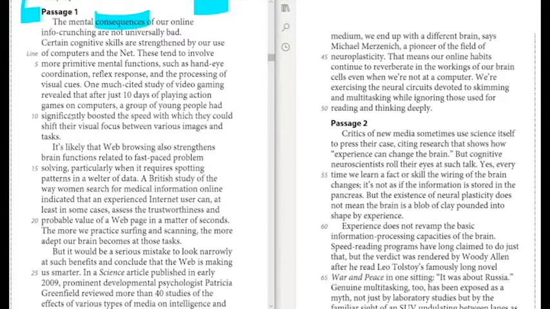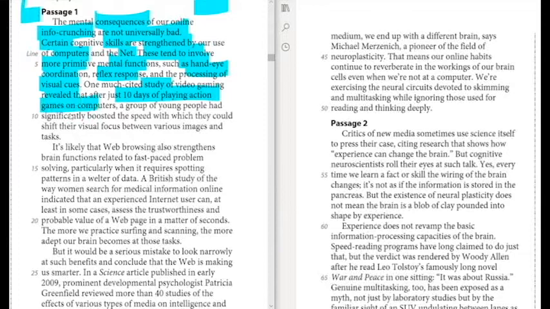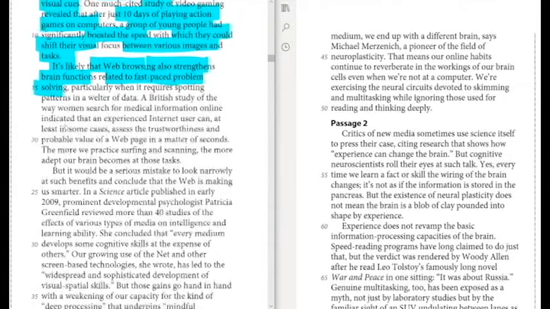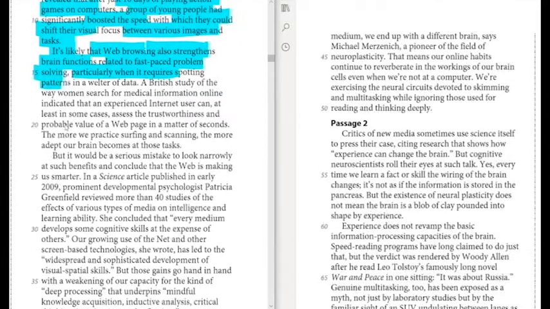The consequences of our online info crunching are not universally bad. Certain skills are strengthened by our use of computers and the net. These involve more primitive mental functions such as hand-eye coordination, reflexes, processing of visual cues. A study revealed that after 10 days of playing games on computers, a group of young people boosted the speed with which they could shift their focus between images and tasks. It's likely that web browsing also strengthens brain functions related to fast-paced problem solving, particularly when it requires spotting patterns.